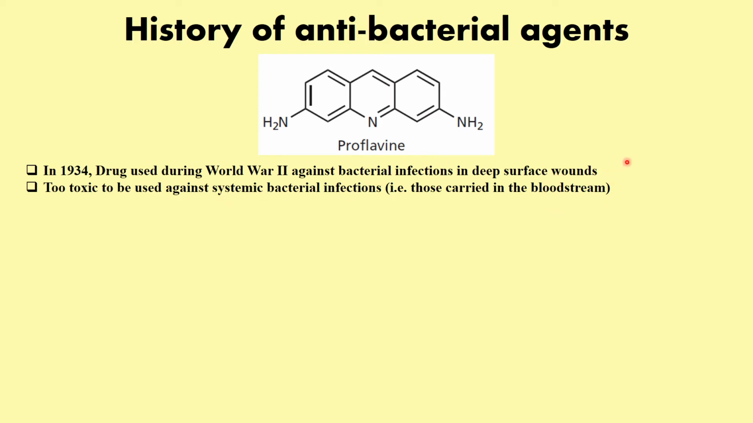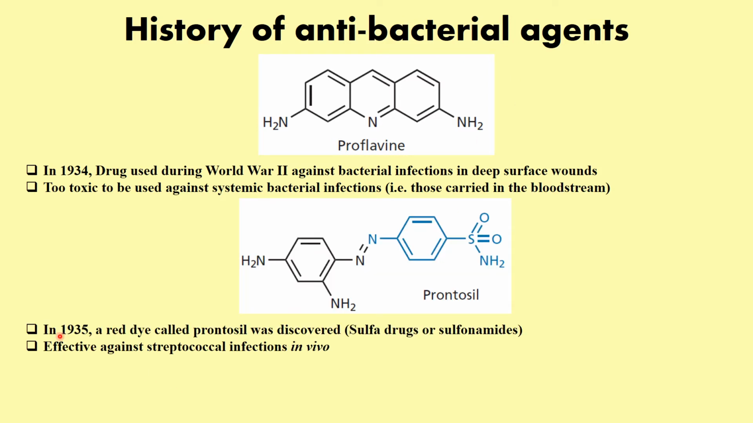So it can only be applied onto the surface where the wound is. And then in 1935, in the subsequent year, there was a development of a drug called Prontosil, which was nothing but the initiation of the sulfa drugs, or sulfonamides, and it was effective against streptococcal infection in vivo. In vivo, what do I mean by that? Inside the body. Outside the body, in vitro, it has absolutely zero activity, and we'll try and see why that is so.